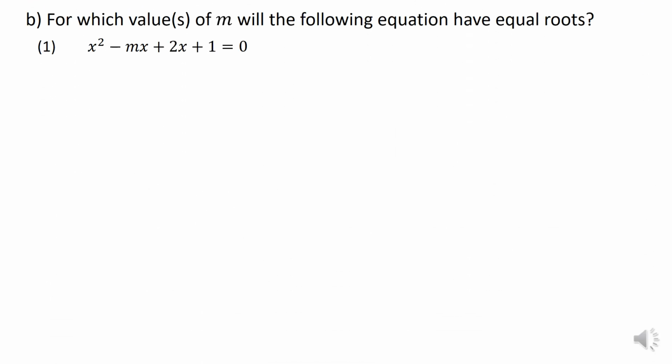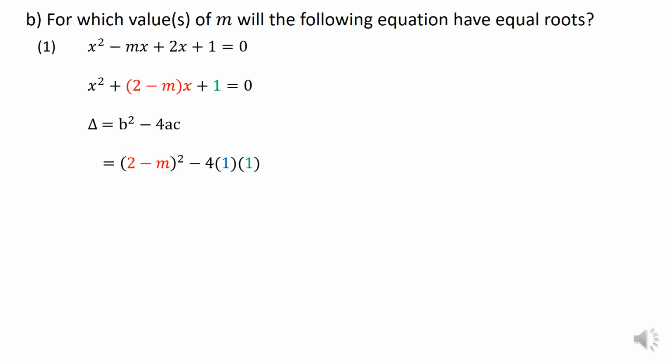B. For which values of m will the following equation have equal roots? M squared minus mx plus 2x plus 1 is equal to 0. Here we want the x to be factorized so we can get it in standard form. Now we can use delta is equal to b squared minus 4ac, where b is 2 minus m, a is 1, and c is 1. Simplify, we'll have delta equal to m squared minus 4m.